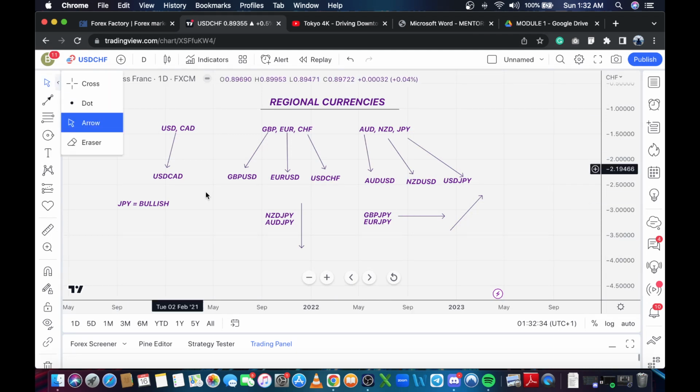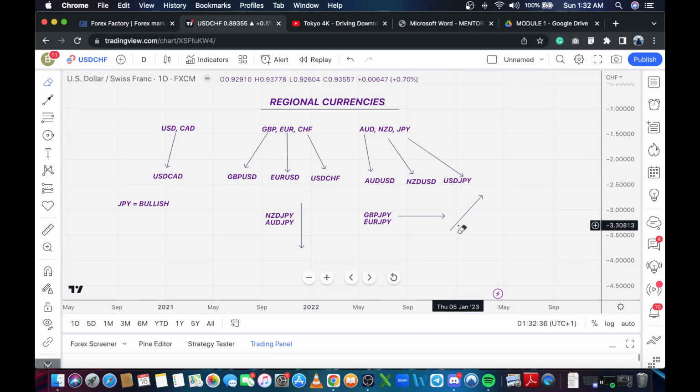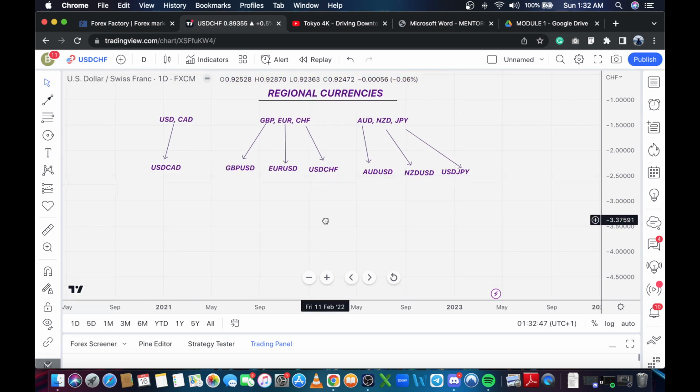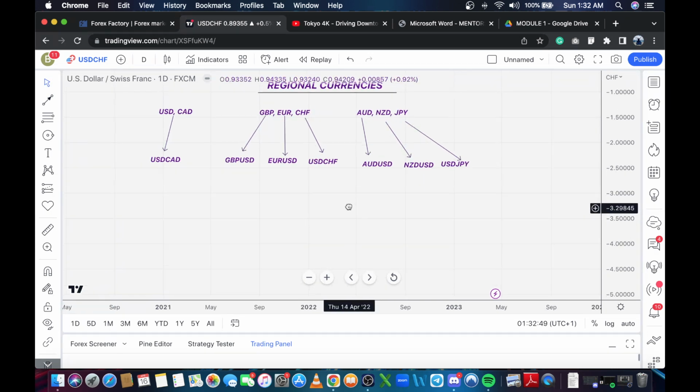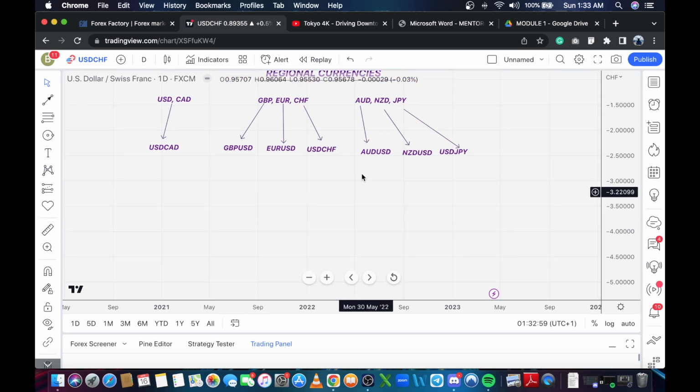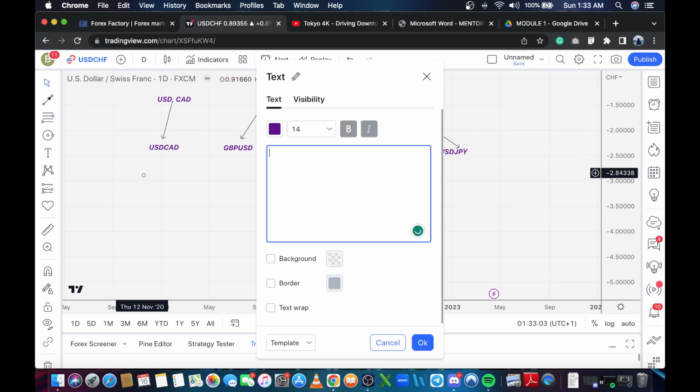So this is your classic correlation. What that simply means is if dollar is making higher lows, we want to see cable make lower highs. We want to see euro dollar make lower highs. We want to see Aussie dollar make lower highs. We want to see New Zealand dollar make lower highs. We want to see USDCHF make higher lows. We want to see USDJPY make higher lows. And we also want to see USDCAD make higher lows if dollar is making higher lows. So this is what I mean in terms of correlation.